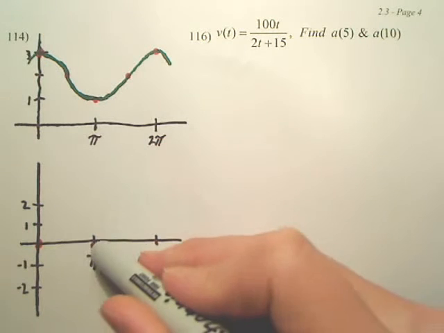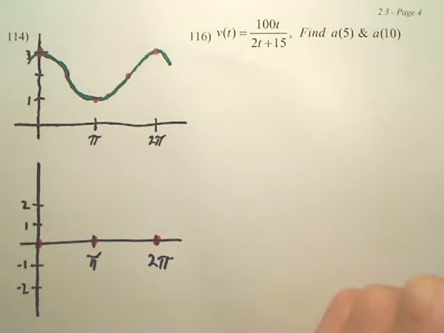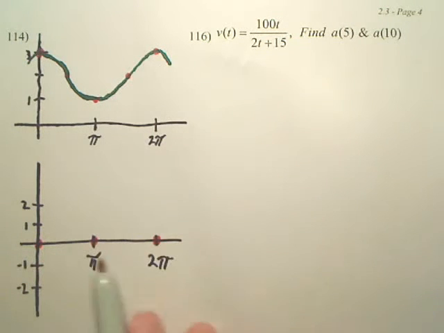Do you understand at pi, my slope is also 0? And at 2 pi, my slope is also 0. At these 3 points of the graph, your slope is 0. So you have 3 points of your graph.